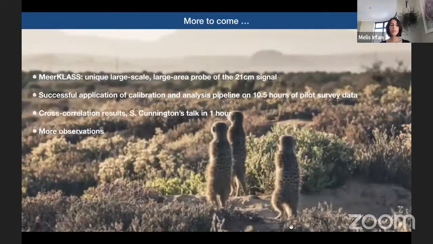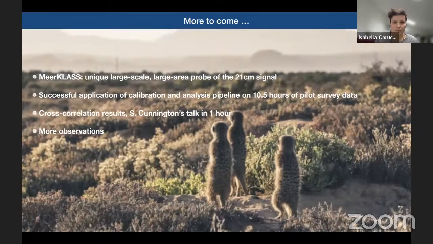So all of this has been done on around 11 hours worth of pilot data. So we've successfully verified our calibration pipeline. We had a bit of a probing of the ISM, and we actually have some cross-correlation analysis. So that's Steve's talk that's coming up in about an hour's time, which is going to be really interesting. So this is not really a conclusion, but just to say that there's many more interesting things to come from MIRACLE. Thank you for your time.